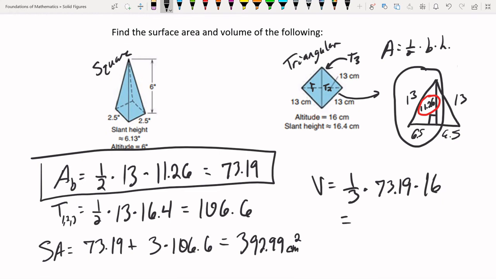So we have 1/3 times 73.19 times 16. That gives us approximately 390.35. This is a volume, so it's going to be in centimeters cubed.